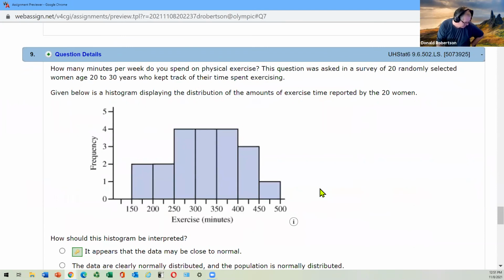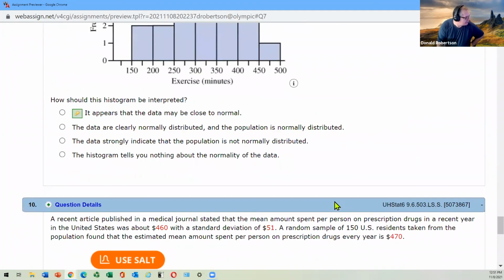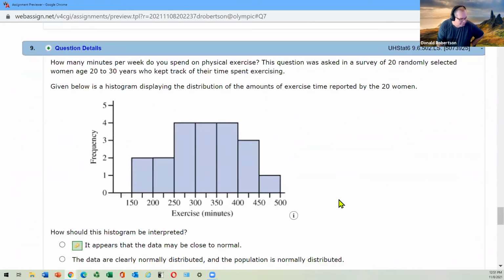What about that one? They're calling it close to normal, right? Approximately normal. Oh, darn it. It might be in this section or another one. Can you imagine one that was definitely skewed to the right or left? Then you wouldn't do a normal.